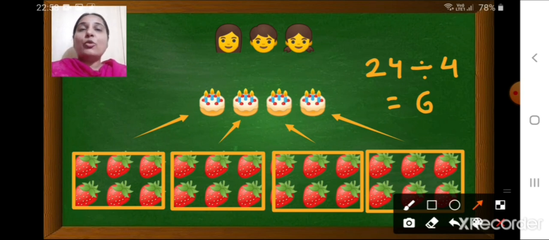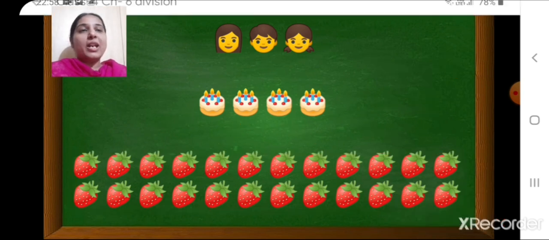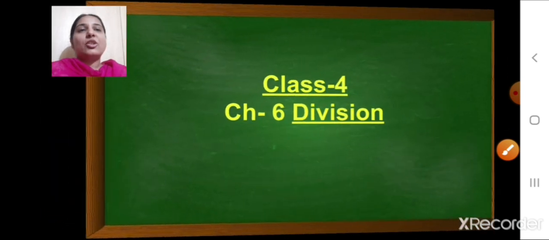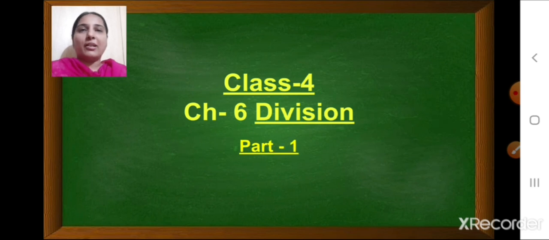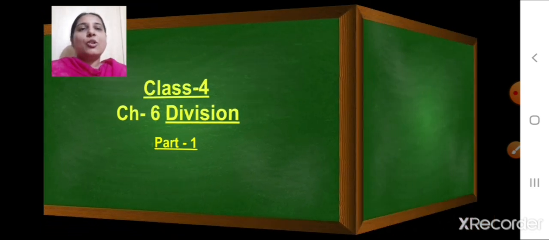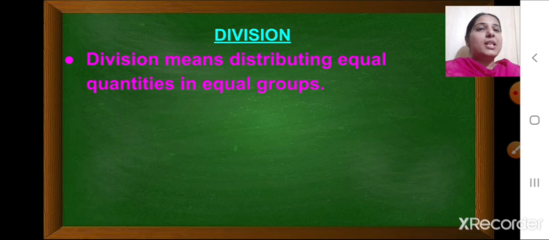So what did you do to get your answer here? Yes, you divided. So today we are going to discuss chapter number 6, that is division, part 1. Okay children? So, what is division? Division means distributing equal quantities in equal groups. Like in the example, we divided those strawberries in equal quantities in equal groups.